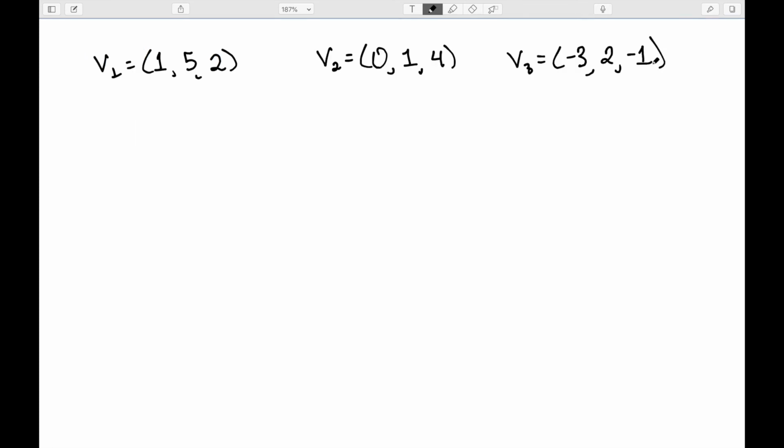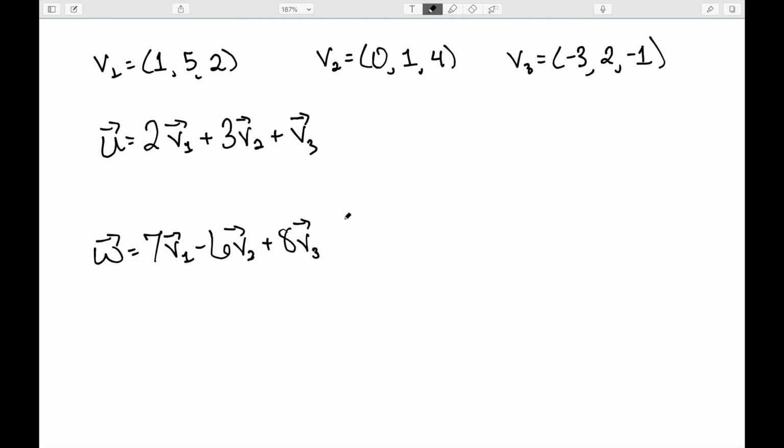Let's suppose I have three vectors that are given here. I could define a vector u as 2 times the first vector plus 3 times the second plus the third. And that would be a linear combination of these vectors v1, v2, v3. Another linear combination of these vectors: 7v1 minus 6v2 plus 8v3. The idea is just if you have a set of vectors, you can multiply them by scalars. In this case, we use 2, 3, and 1. Here we use 7, negative 6, 8. And then we add those results up. And this is a linear combination.